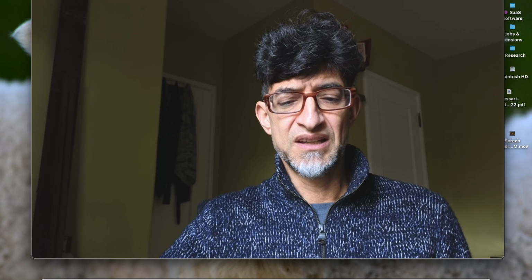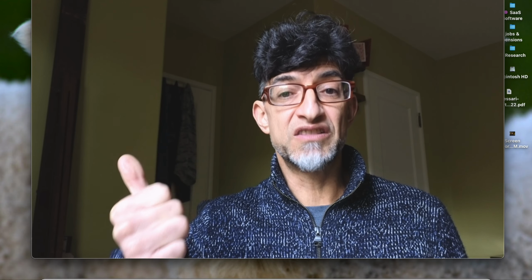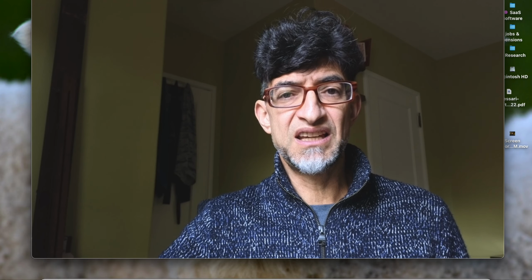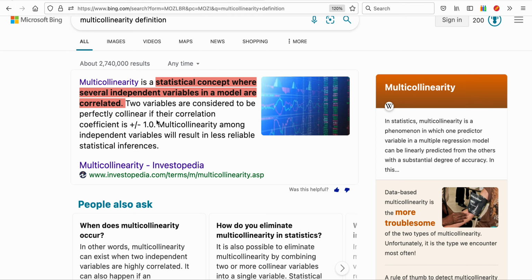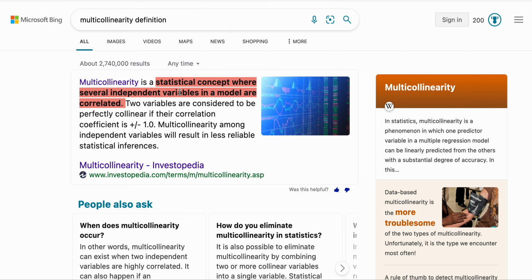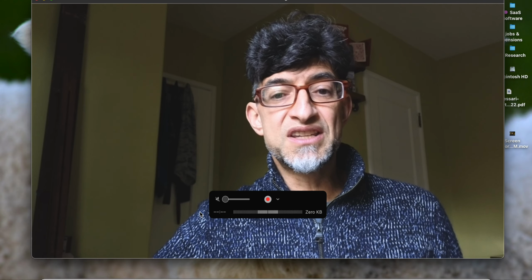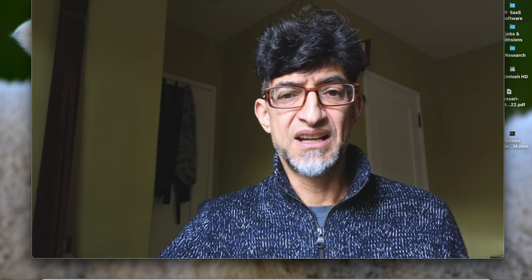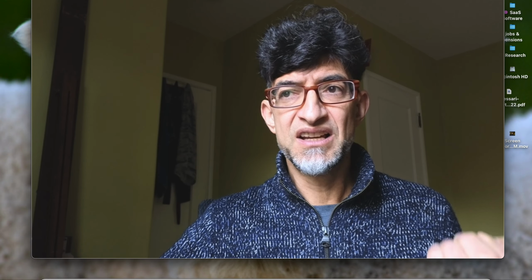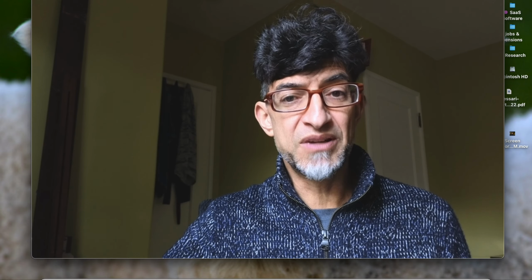First of all, there's the issue of multicollinearity. Actually, I could show you the definition on a website. It's the statistical concept where several independent variables in a model are correlated. So you have to be careful with that. Even without knowing what that means, you could see that you've got to be careful when you're using one data set, because that data set is probably going to be correlated.